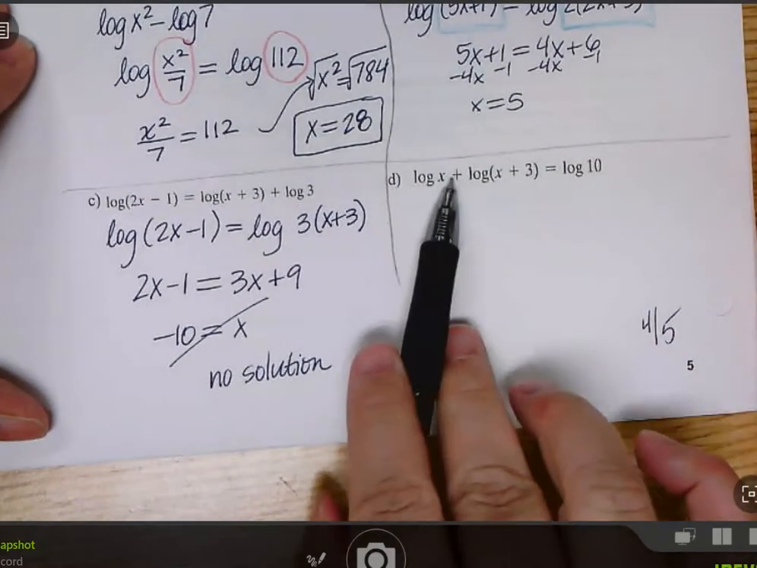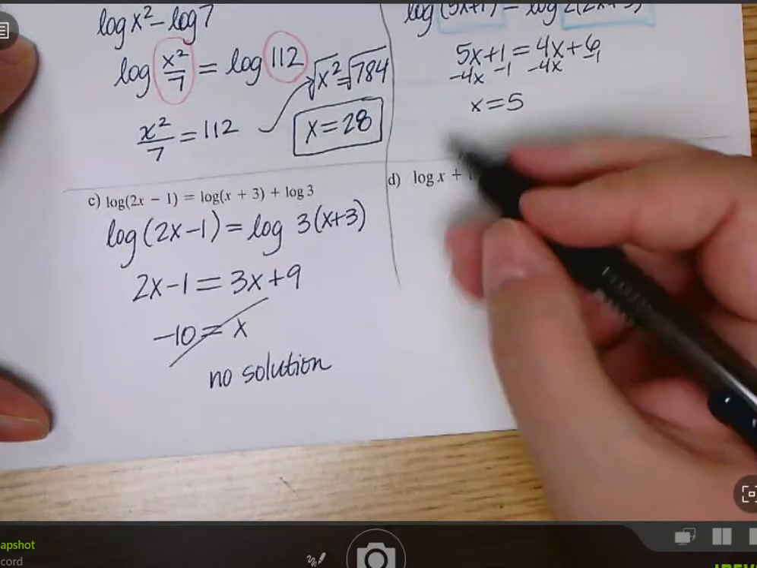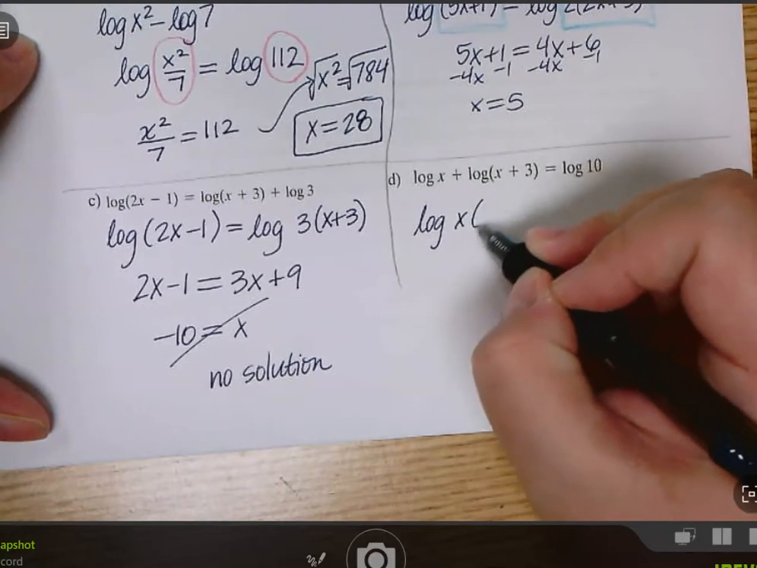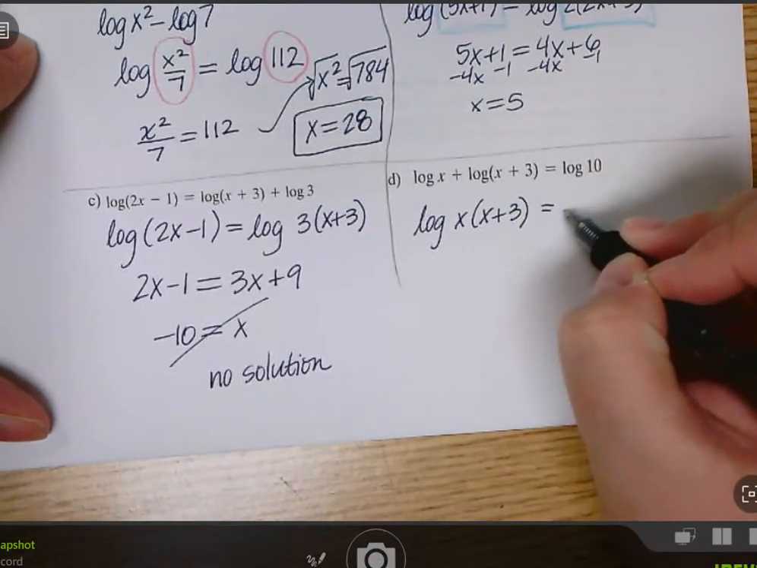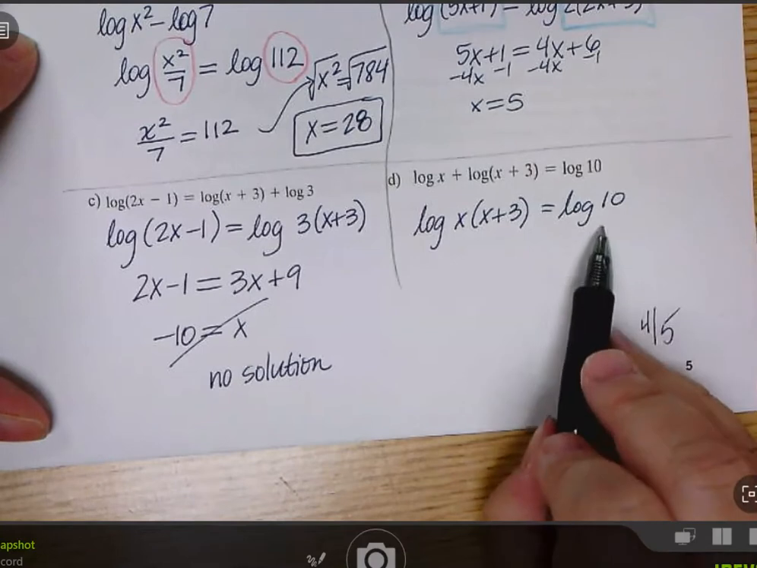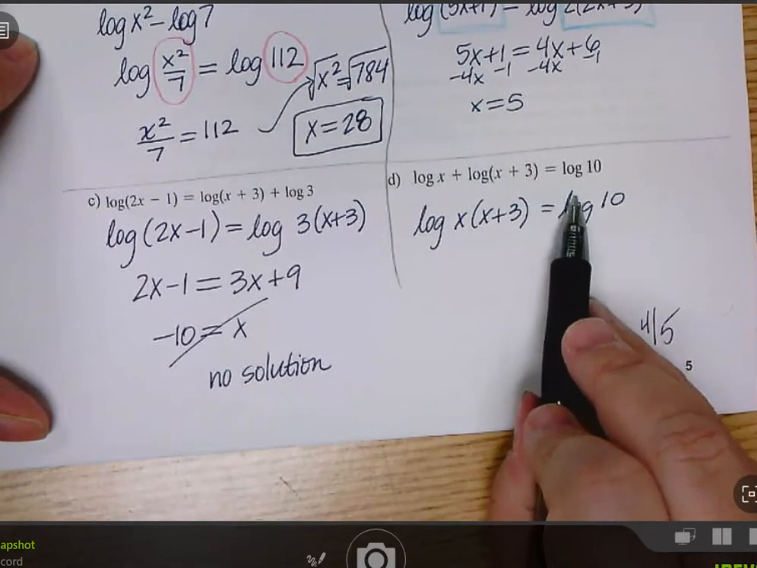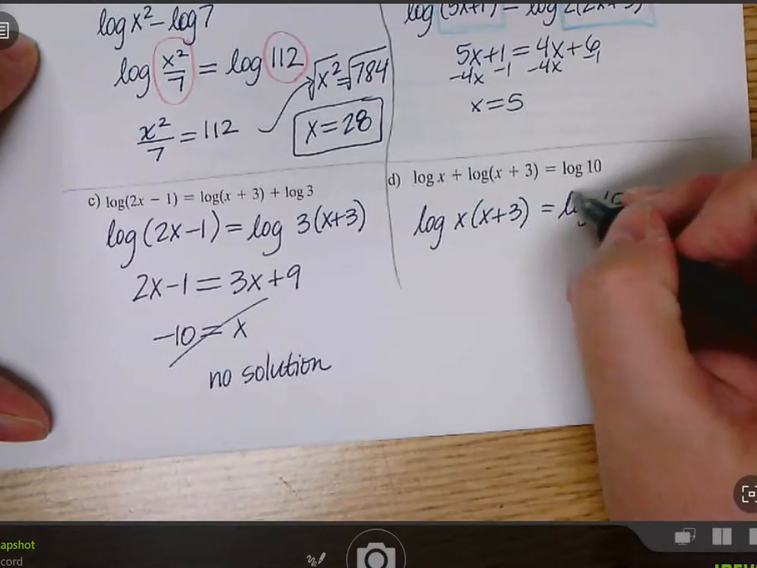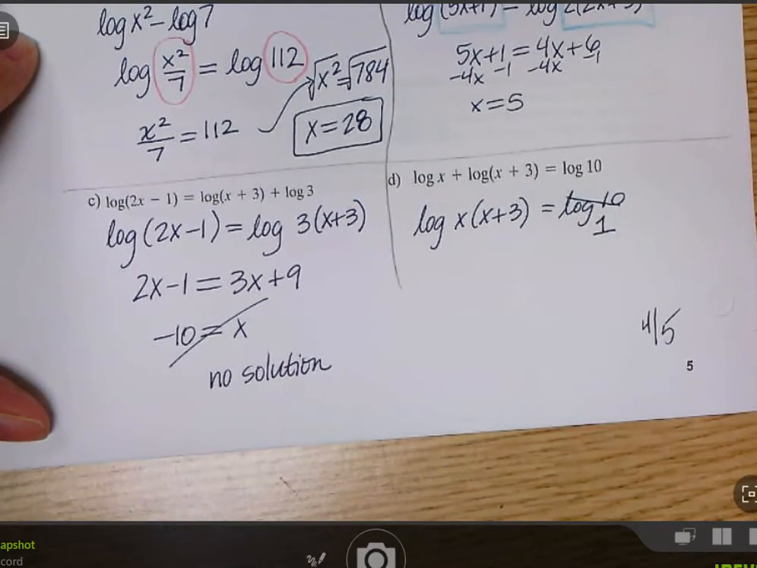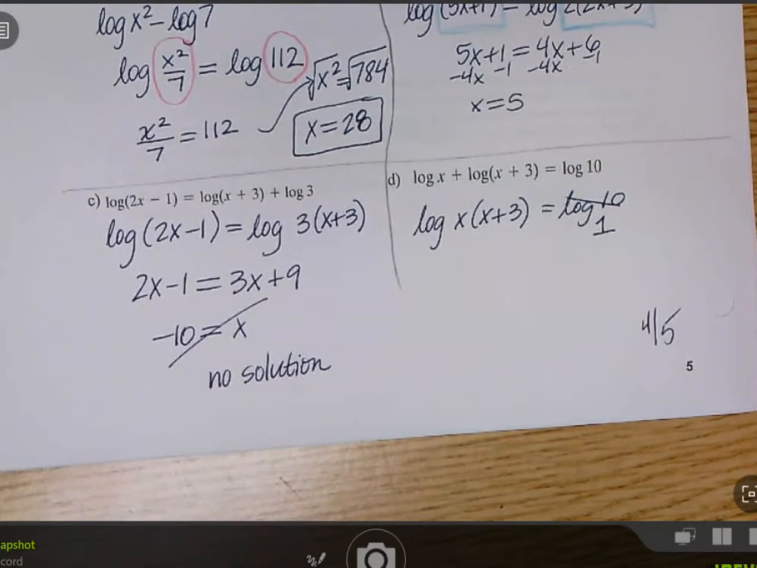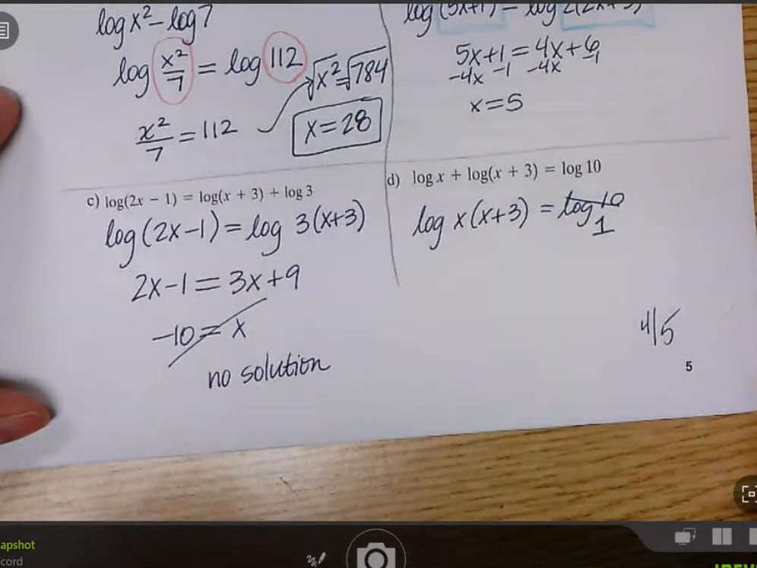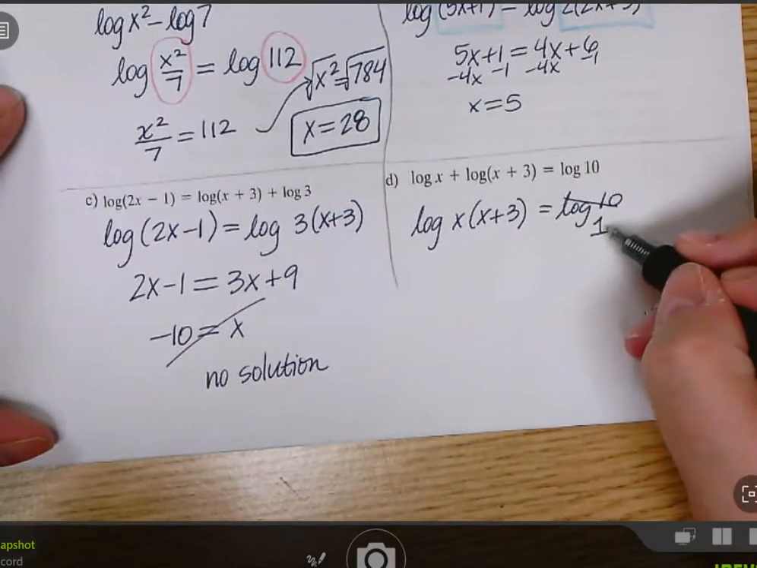Next up, this is also a plus, so multiplication. Log of x times x plus 3 equals log of 10. Now, remember, this means log base 10. So log base 10 of 10, this whole thing over here is just 1. I don't really know that that helped me to do that. That's just my instinct. It really didn't help. There's really no reason to do that in this situation, because I'm about to get rid of those logs anyway. But I always jump right there when I see this situation.